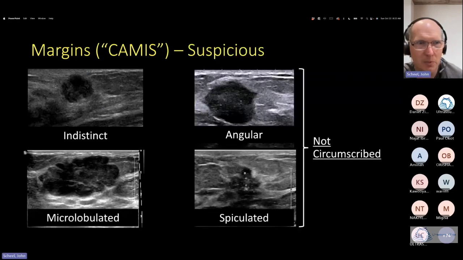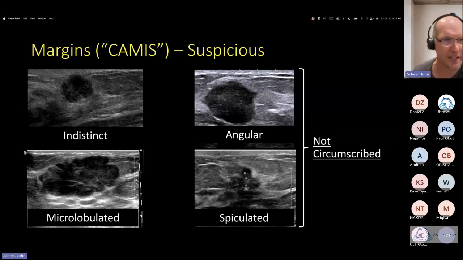Compare that with the suspicious features of indistinct, angular, spiculated, and microlobulated. If you have one of these terms to describe a mass, it just gets a biopsy. And so what we've done with condensed BI-RADS is just use the term not circumscribed, because if it has any of these features, it doesn't matter whether you call it angular or indistinct, it's still going to need a biopsy. So we're just using not circumscribed and ignoring the fact that there are actually 4 different margins under the not circumscribed.